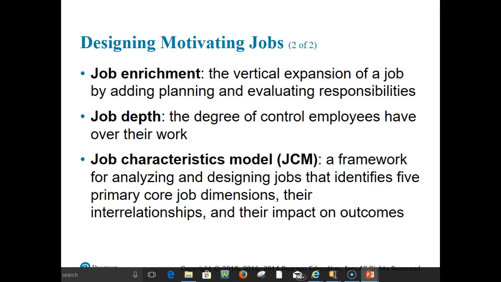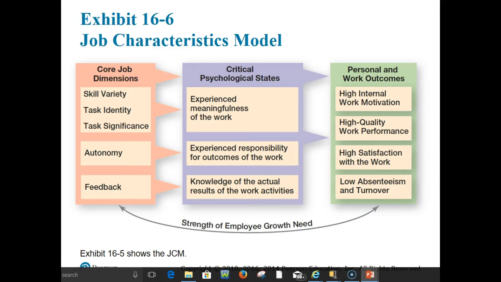Now, Exhibit 16-6 here shows the JCM. There on the left, you have your core job dimensions. In the center, you have your critical psychological states. And then over to the right, you have your personal and work outcomes.